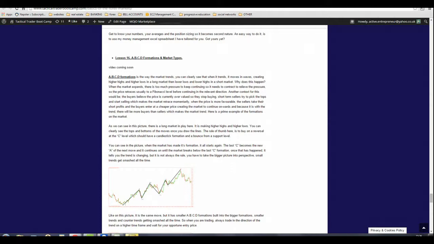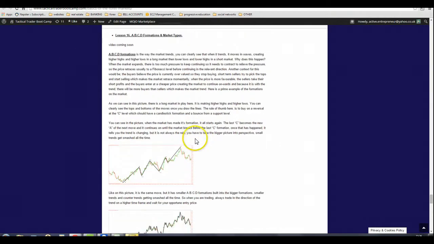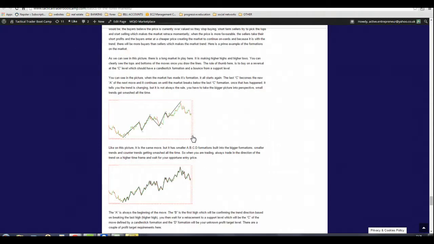Here is a prime example of the formations in the market on the two pictures I've got following below. Now, as we can see in the picture, you'll need to go on the website and probably have a look at these pictures in a little bit more detail, but they're on the page. Have a little zoom into them, inspect them. But as we can see in the picture, there's a long market in play here. It's making higher highs and higher lows. You can clearly see the tops and the bottoms of the moves once you draw the lines.